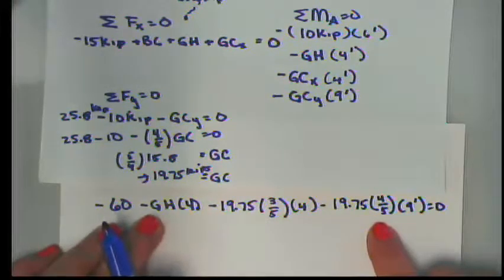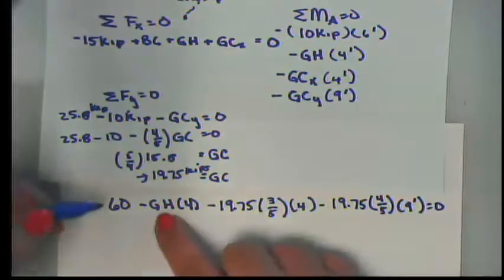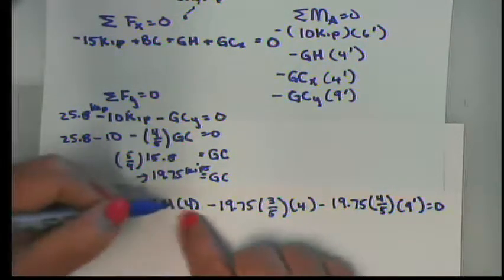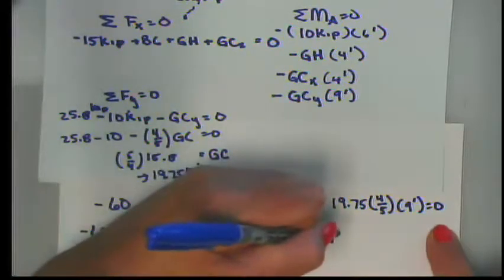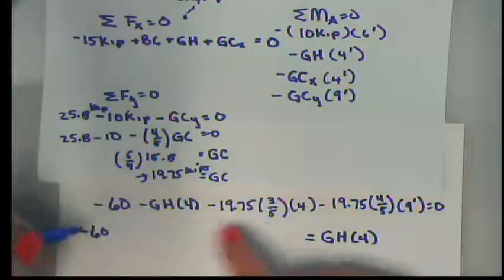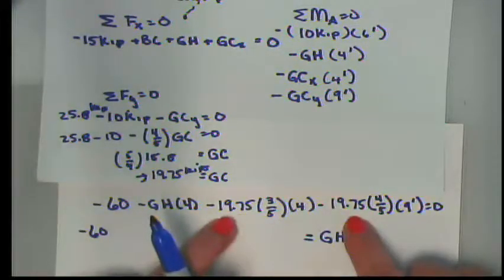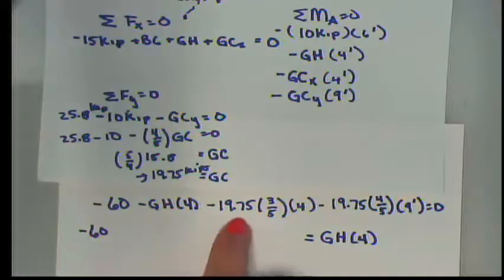So what's the good news? Well, I look at this, and the only unknown I have is G sub H. So if I do my math, I get minus 60. I'm going to take this term over to the other side just to eliminate it over here, and it becomes a positive. G sub H times 4 equals 60. I'll go ahead and use a calculator, because if I do it in my head, I'll mess it up. So I have, first, 19.75.